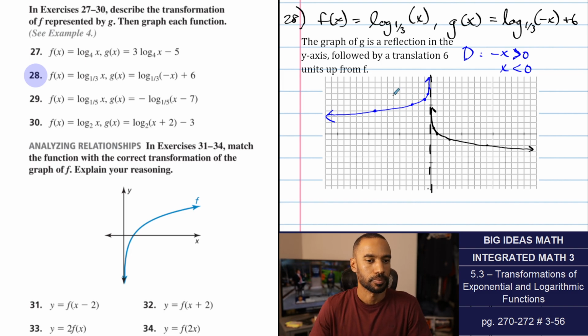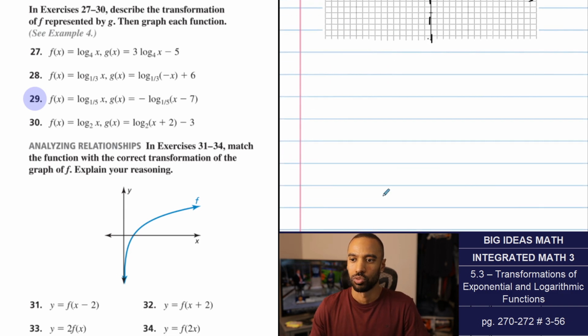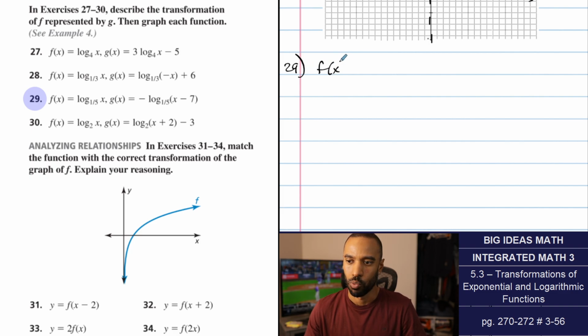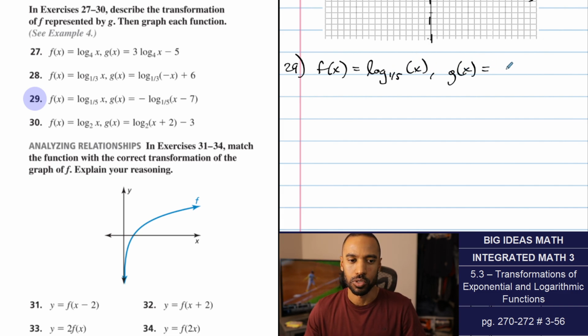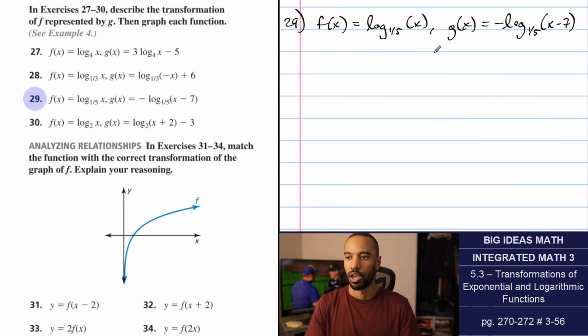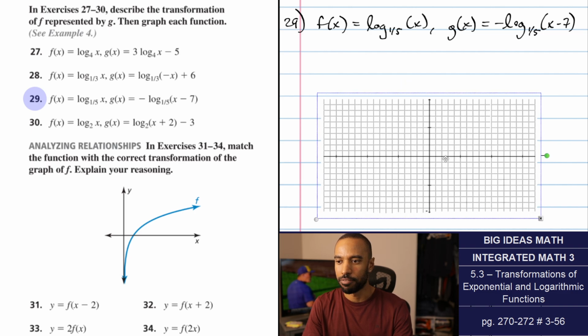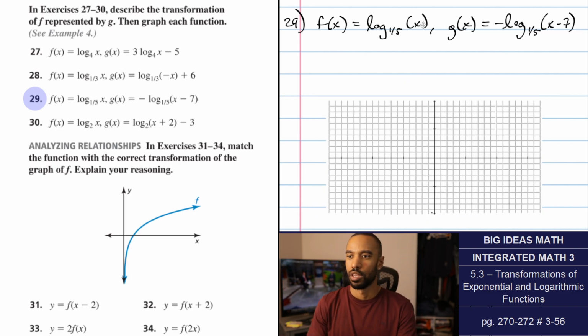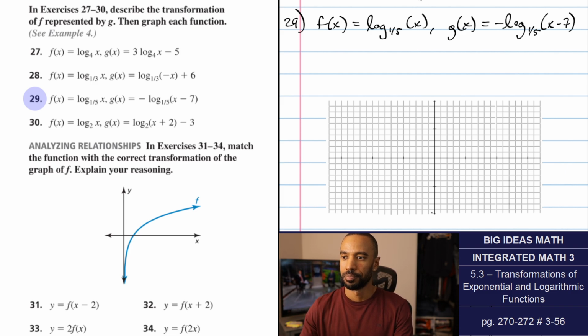Number 29. y equals... They're getting even weirder on you. f of x equals log base 1/5 of x, and g of x equals negative log base 1/5 of x minus 7. Okay, the log base 1/5 of x is, first of all, a vertical asymptote at x equals 0 for the original f of x function.